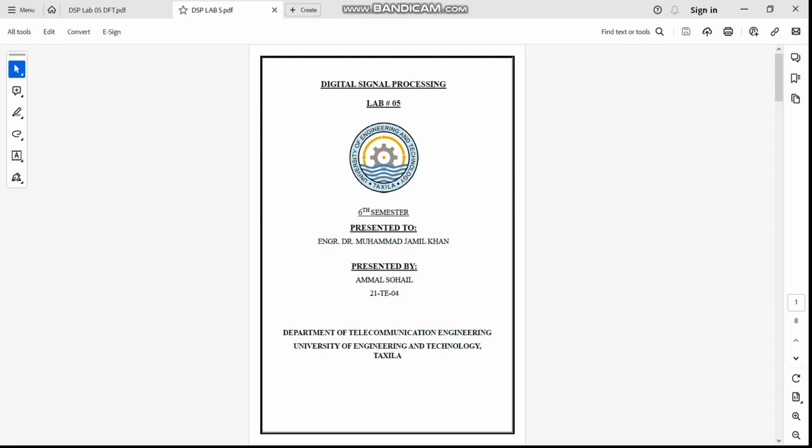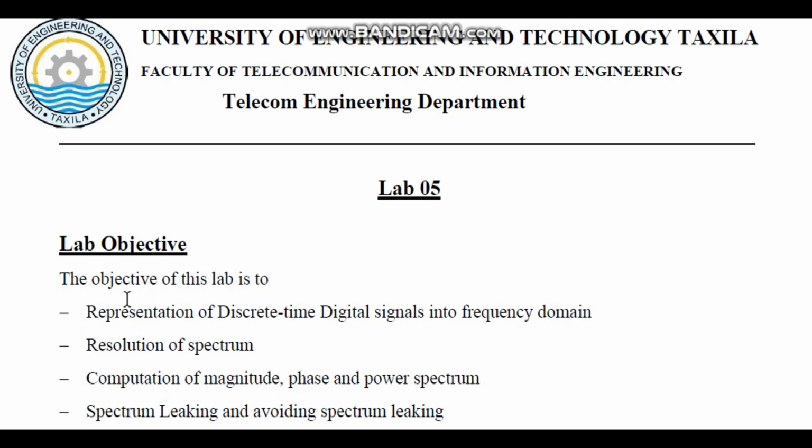Today I'm going to implement Lab 5 of Digital Signal Processing, which is about representation of discrete time digital signals into frequency domain. The objective of this lab is representation of discrete time digital signals into frequency domain, resolution of spectrum, computation of magnitude, phase, and power spectrum, spectrum leaking, and avoiding spectrum leaking.